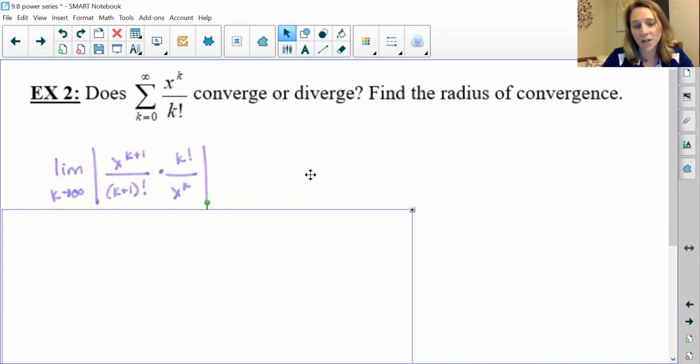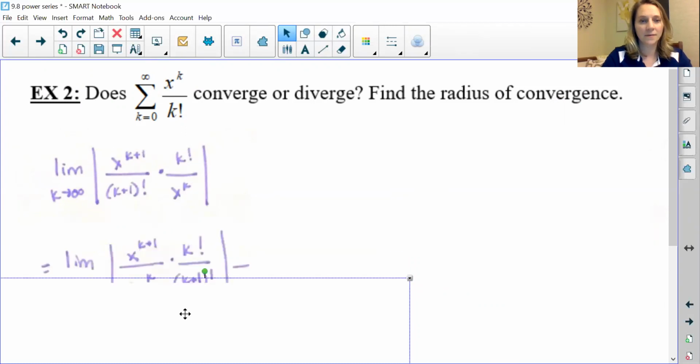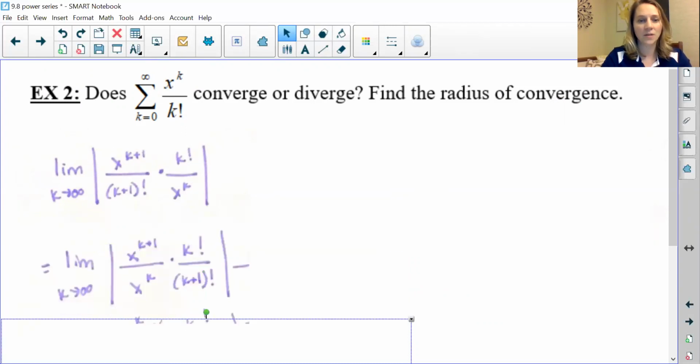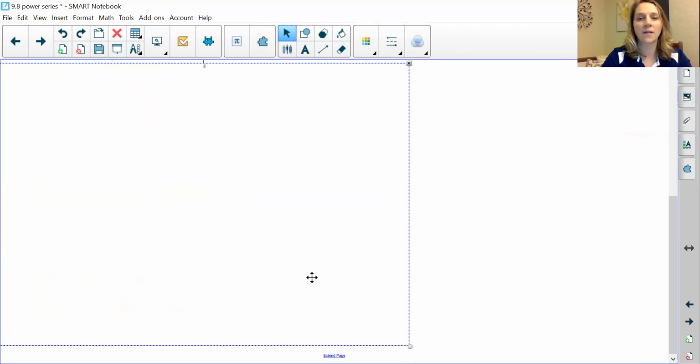And if you remember the ratio test, it's actually this divided by x to the k over k factorial. But if we have a fraction over a fraction, that's our keep it, change it, flip it, or multiply by the reciprocal. So that's how we get x to the k plus 1 over k plus 1 factorial times k factorial over x to the k. So when we simplify this, I can kind of put my similar bases together.